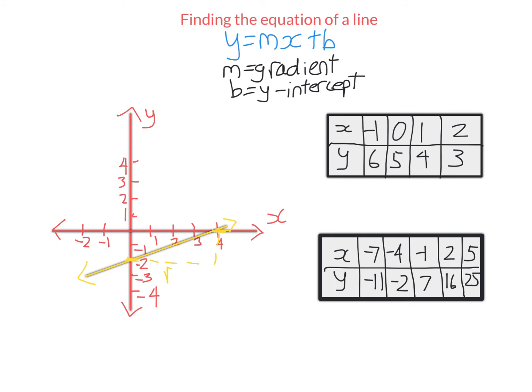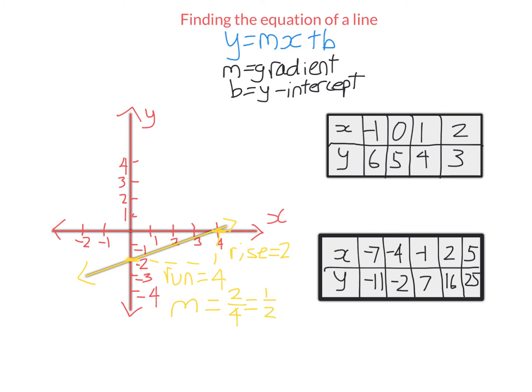So how far have I gone across? I've gone 4 to the right, so the run is 4. How far have I gone up? Well, I've gone up 1, 2. The y value's gone from negative 2 to 0. So the rise is 2. It's positive 2. The rise is positive because I went up. The rise would have been negative if I went down. So the gradient of this line is rise over run, 2 over 4, which simplifies to a half.